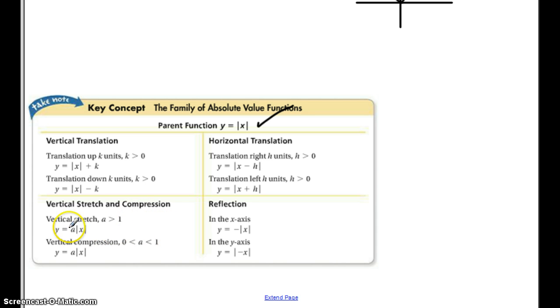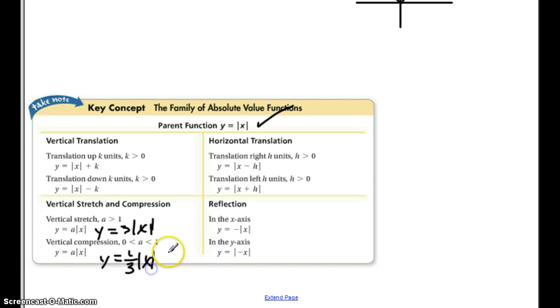A stretch or compression, this is a stretch away from the x-axis, and that means that your a value is going to be greater than 1. So this would be a number such as y equals 3 times the absolute value of x. That would be a good example of a stretch. And a good example of a compression is where a is less than 1, but greater than 0. So it's probably going to be a fraction, something like y equals 1/3 the absolute value of x.